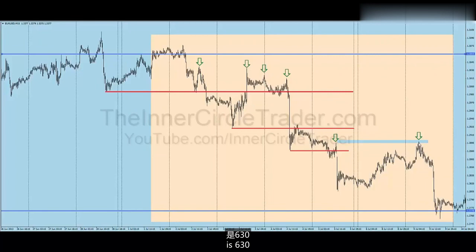And the high here is 630 GMT. That's early New York. Early London Open or Frankfurt. This is New York Open. This is the very beginning of New York Open. This is Asia.